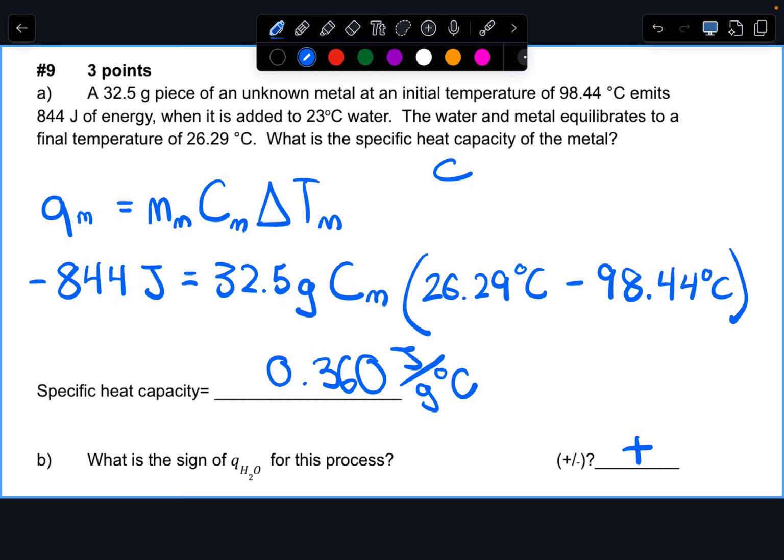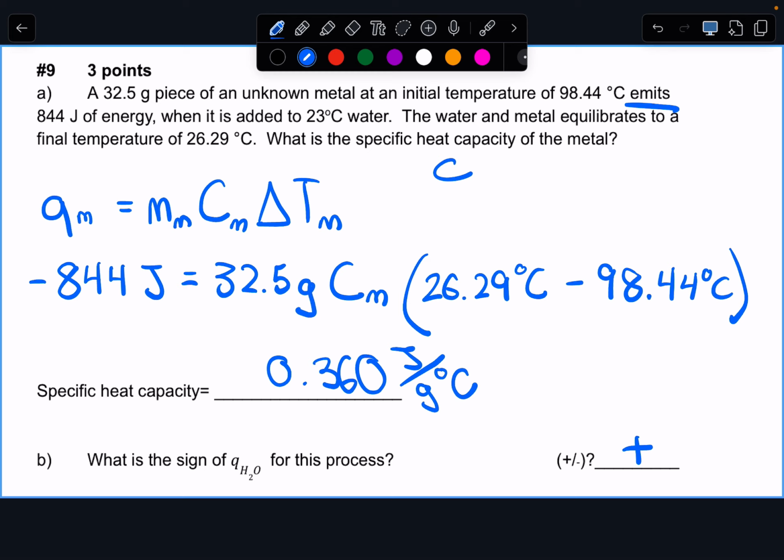Okay, so you take the heat. Now, if you forgot to put the negative, all that would have happened is your answer would have had a negative value, and specific heats aren't negative. So you can just ignore that. A specific heat should always be positive. If you get a negative value, you probably just messed something up with either the change in temperature or you forgot to change the sign of the Q. How did I know that it was negative? Because it says it emits that amount of heat.